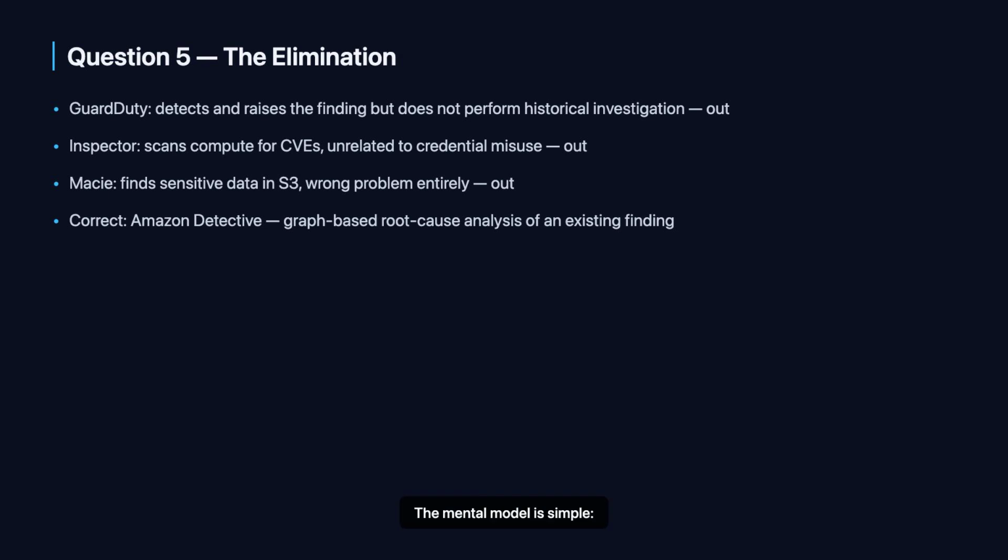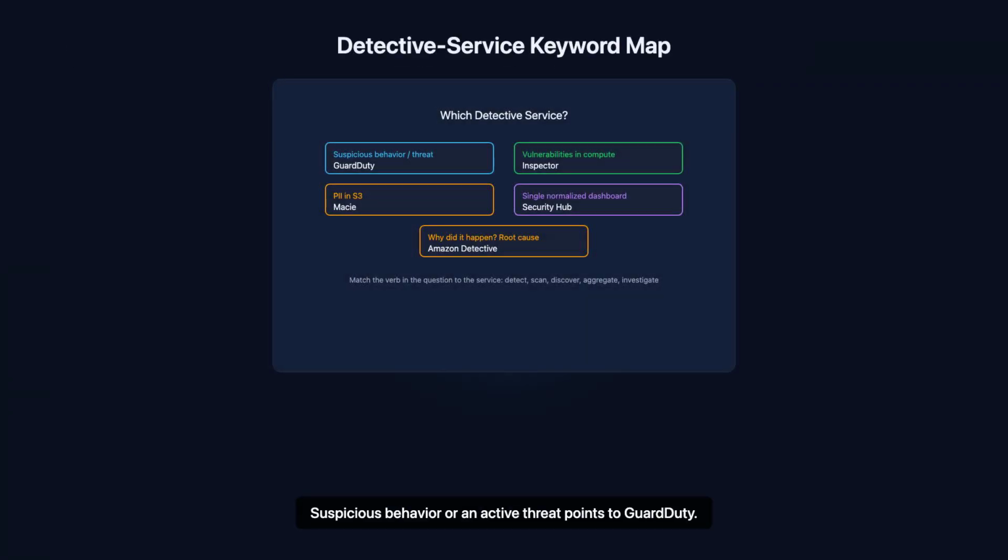The mental model is simple. GuardDuty says something is wrong. Detective explains why. Keep this map in your head. Suspicious behavior or an active threat points to GuardDuty. Vulnerabilities in your compute point to Inspector. Personal data sitting in S3 points to Macie. A single normalized dashboard across all of them is Security Hub. And why did it happen? The root cause dig is Amazon Detective. The trick is to match the verb in the question, detect, scan, discover, aggregate, or investigate, straight to the service.